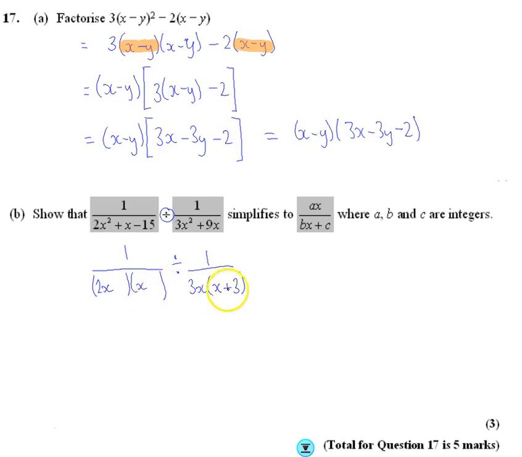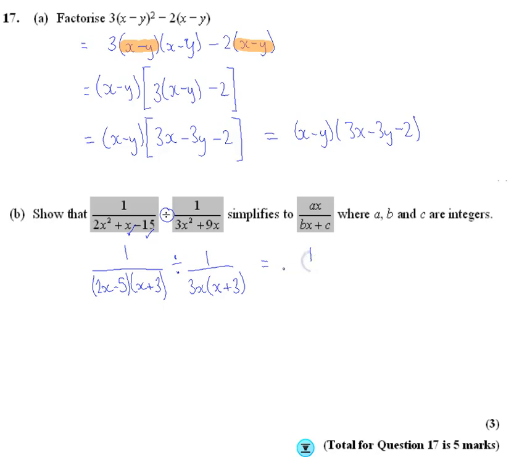So, I'm going to take a guess that one of these brackets is going to be the same as one of these. It's not always the case, but let's guess. I have x plus 3 here, which means this must be plus 3 times minus 5. Now, if that's true, if I've got this right, let's just check. 2x squared minus 5x plus 6x is x, that's right, and minus 5 times 3 is minus 15.